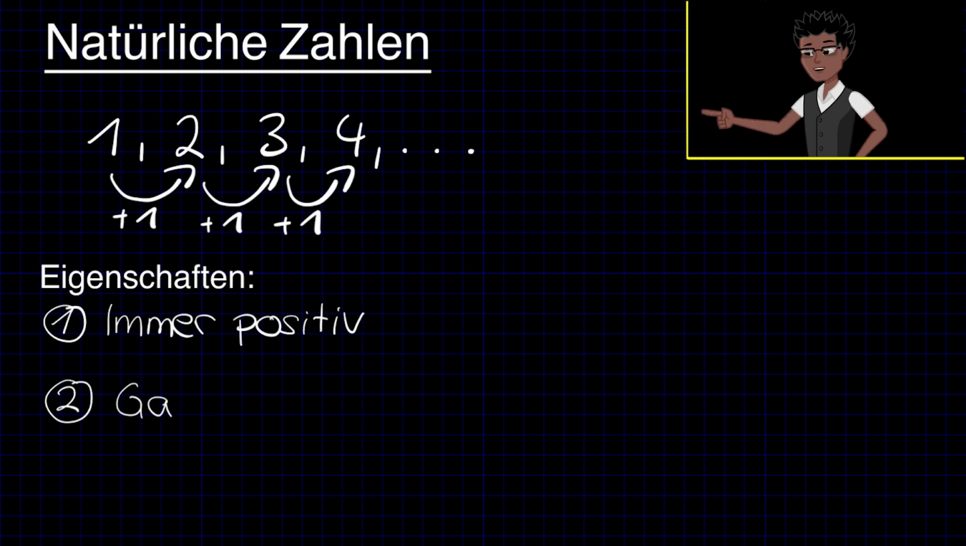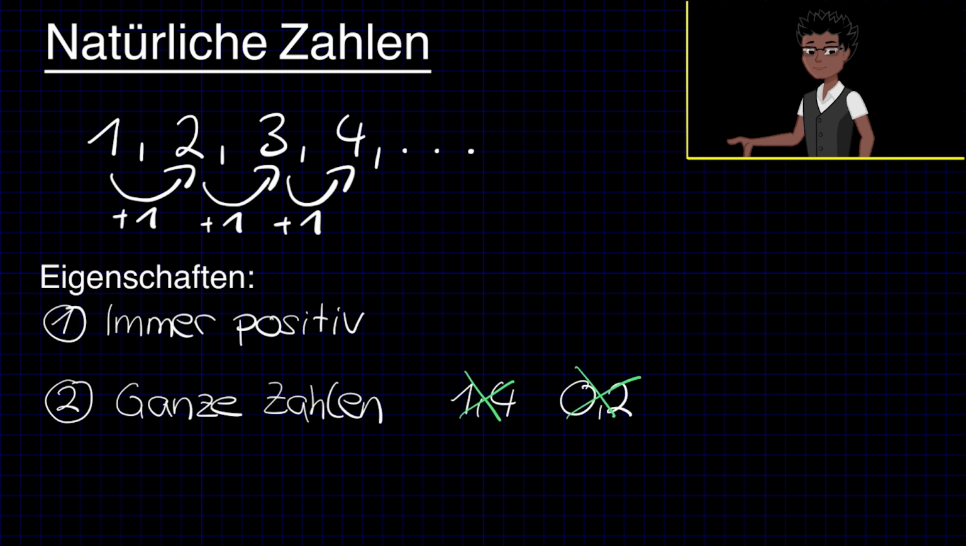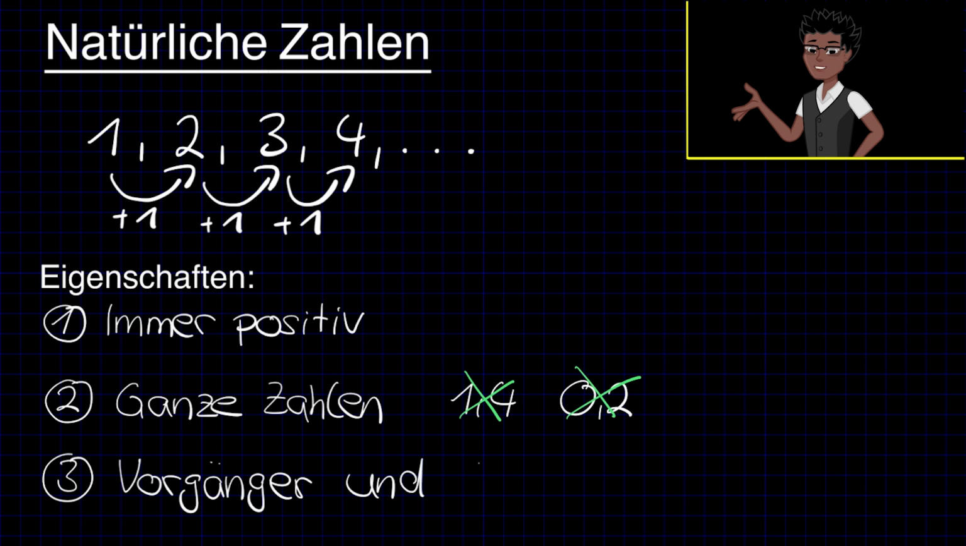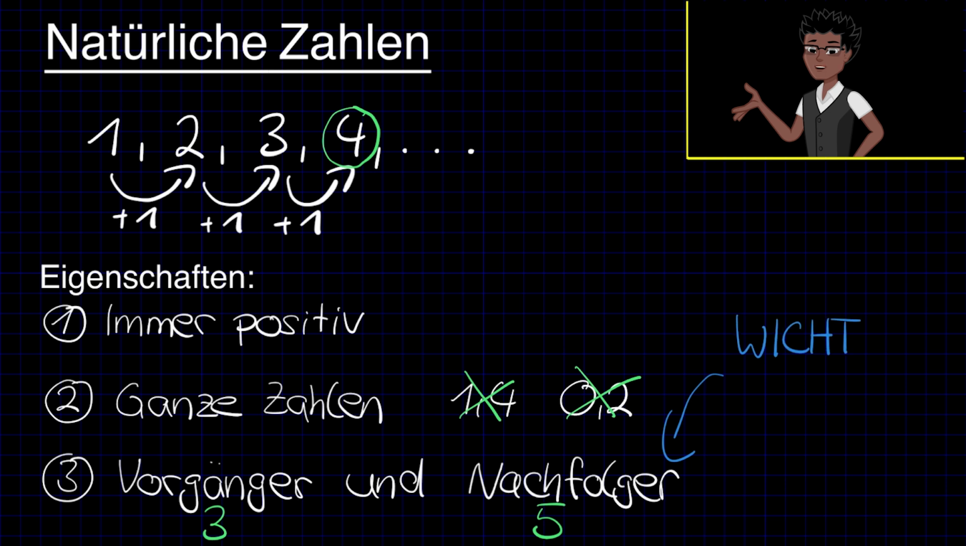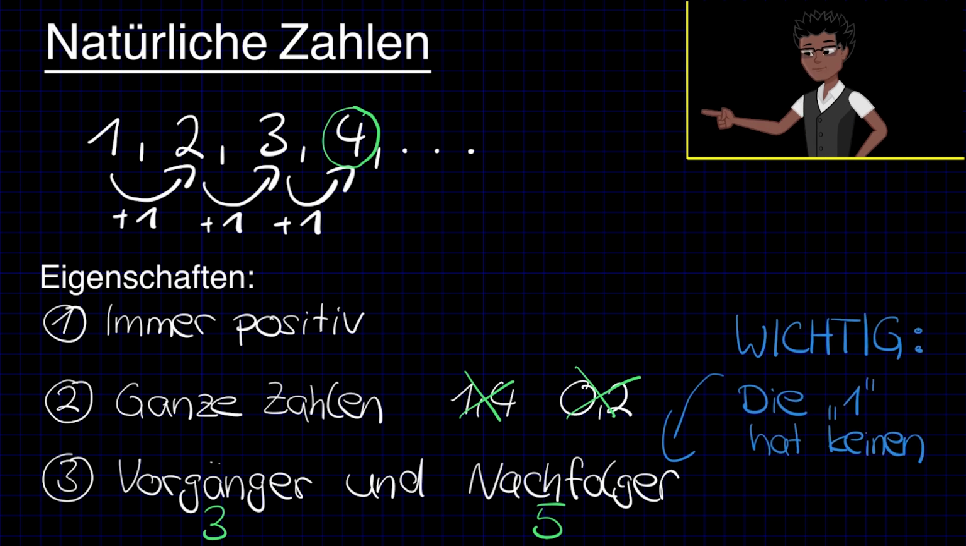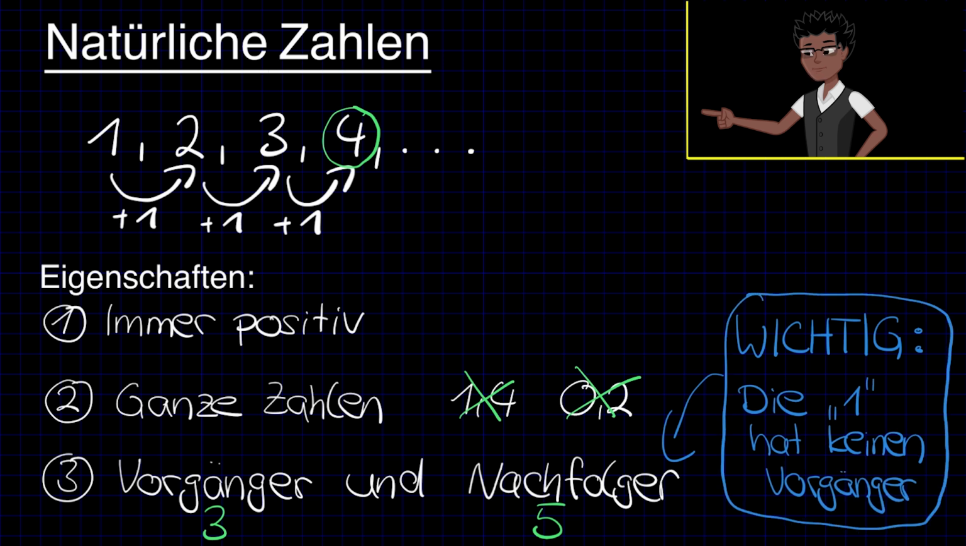Natural numbers are whole numbers. We never find numbers like 1.4 or 0.2 in our set of natural numbers. These belong to a different set, but we will come back to that another time. Every natural number has a predecessor and a successor. For example, the predecessor of 4 is 3 and the successor of 4 is 5. Very important to know. Since the number 1 is our starting point, there is no predecessor for the 1.